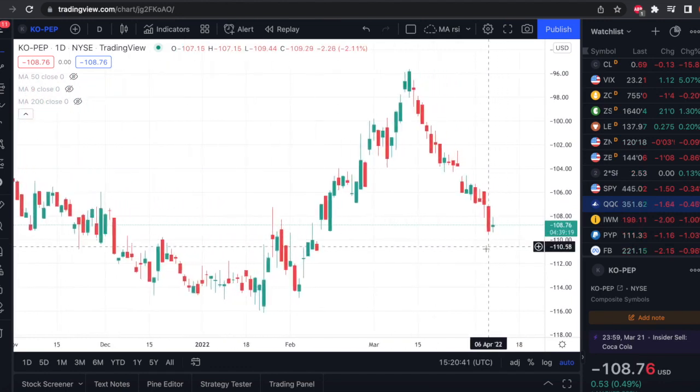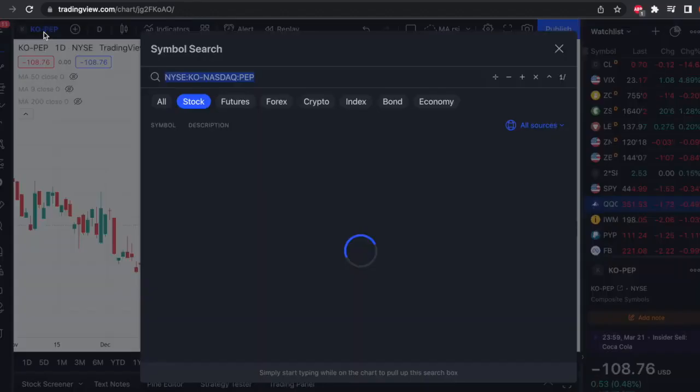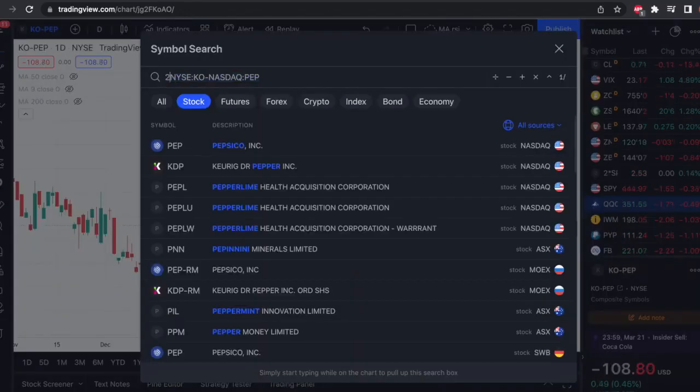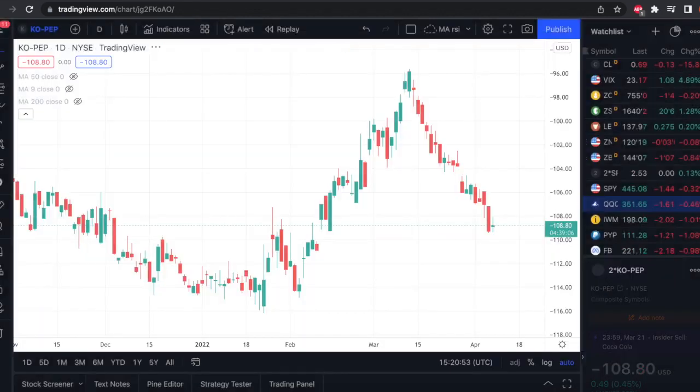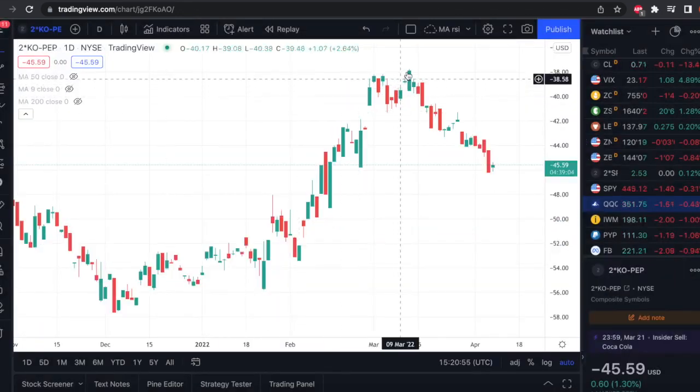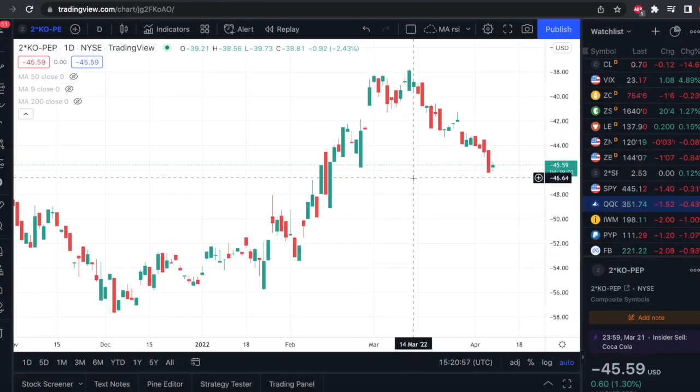Now you see these changes here, right? If I zoom in, you can see the point difference, 96 to 108. Now if I do 2 times Coca-Cola, I can create a bias to it. So I'm going long multiple times of Coca-Cola, and now you can see the point difference is much smaller. In that way, I can manage the risk and the reward. That's another advantage of pairs trading: you can actually change your position size.